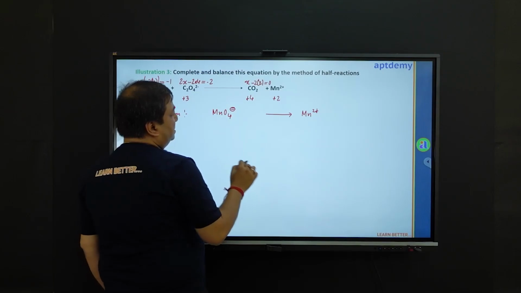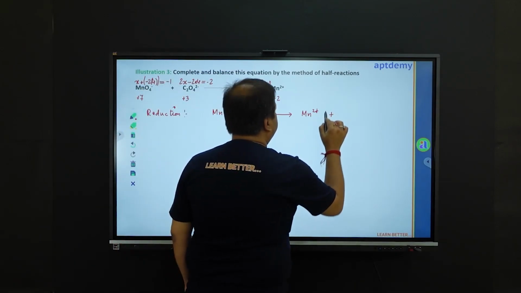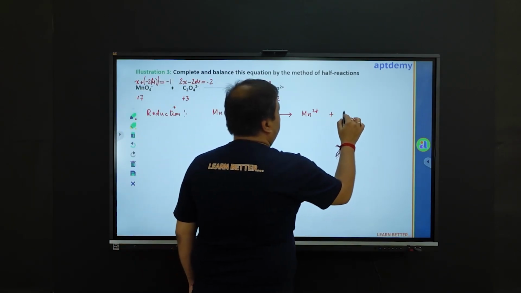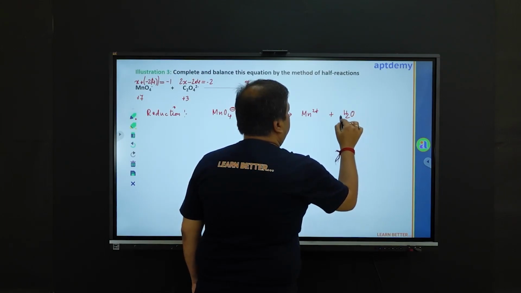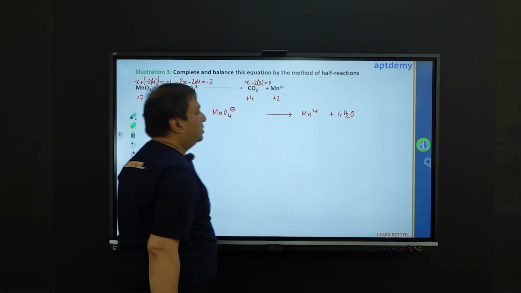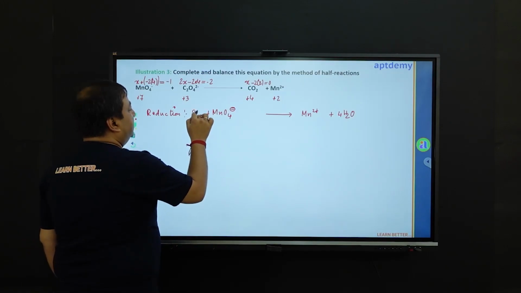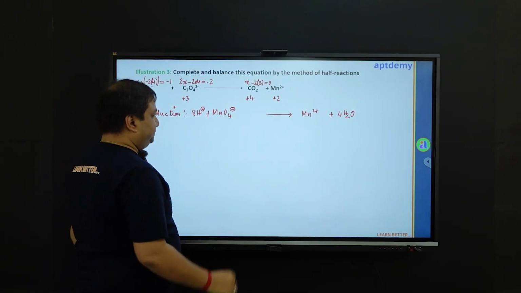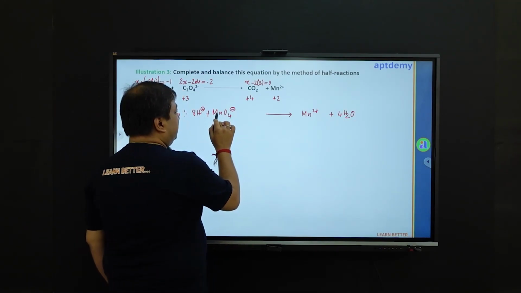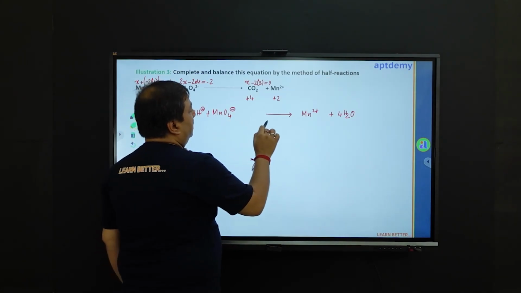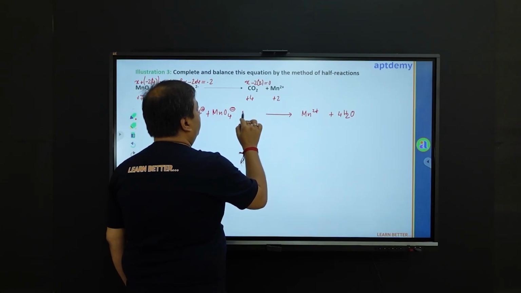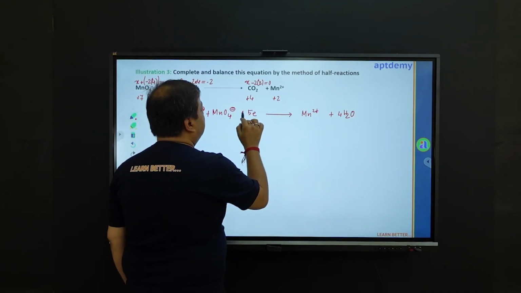We will balance the oxygen now because Mn is already balanced. So we would add water, and there should be 4 such water molecules. And now to balance the hydrogen, we would add 8 such protons. 7 is the oxidation state of Mn on the left hand side going to +2. So we can say that it is accepting 5 such electrons.